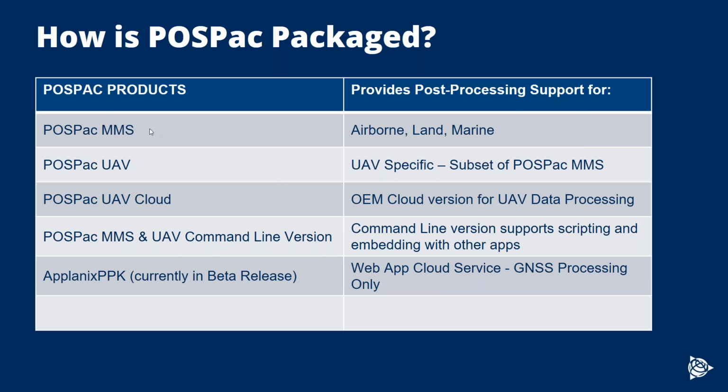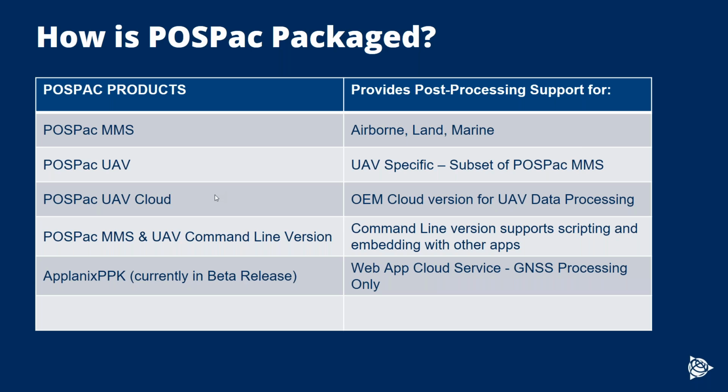So POSPac MMS has been around for a long time. It's our mobile mapping solution for, as I mentioned before, airborne, land, and marine. It is a very robust and powerful product. It has been around for quite a number of years and emanated out of our airborne industry in the beginning. So Applanix was formed back in 1991, so it's been around a long time in terms of being able to process the data. And of course, we've improved it and enhanced it all these years. So it's a very, very robust solution. So we have a number of versions of that.